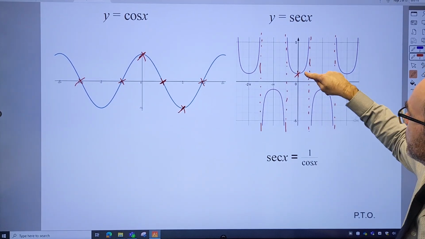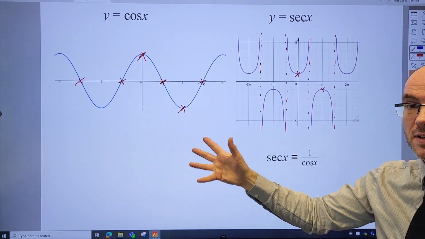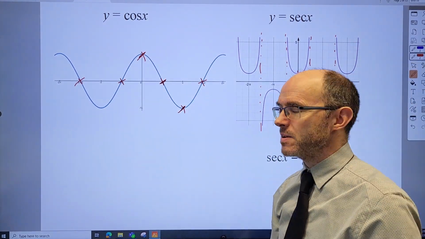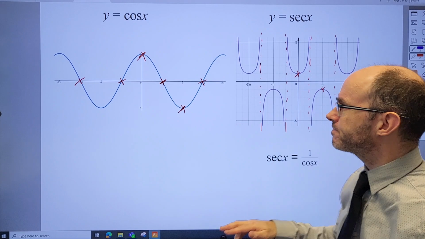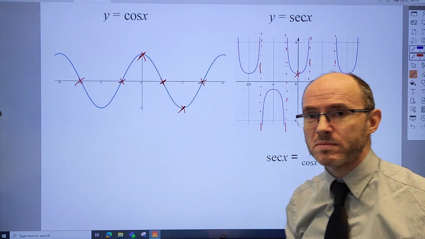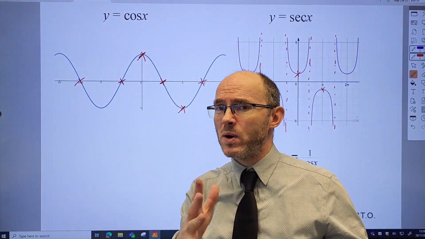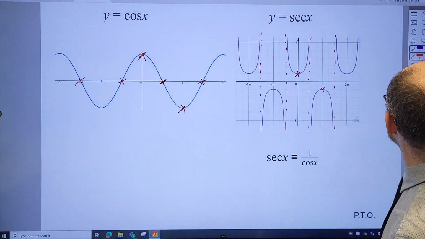And once you've got this part of the graph drawn in, the rest of it is easy because it's repeated. Okay? I'll go over it too quickly. Remember, you can pause or rewind the video, replay it, which is great. Okay?